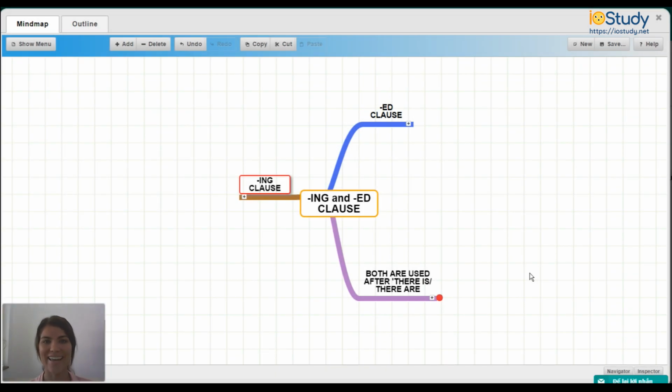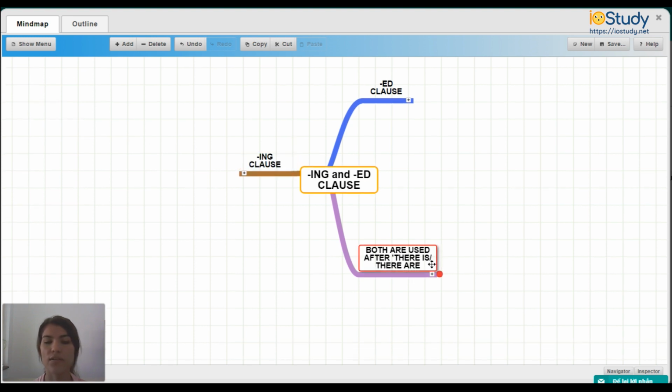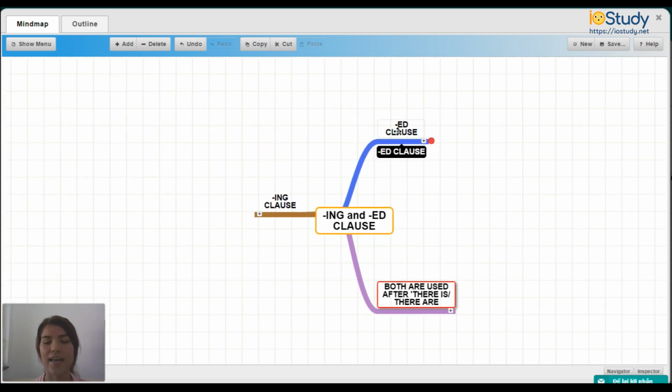Hello everyone, this is Danielle, and today we're talking about English grammar. The rule is ing and ed clauses. So as you can see on our mind map, we have ed clause, ing clause, and we have both are used after there is and there are. So first let's look at ed clauses.